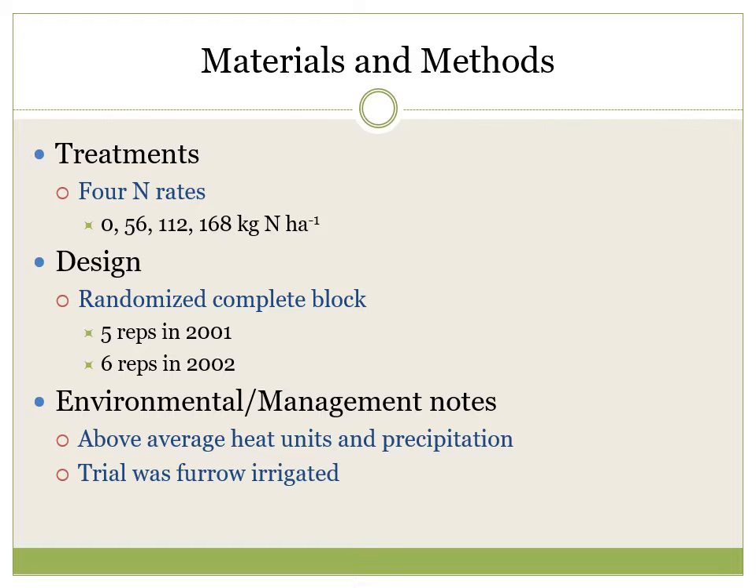The 168 kilogram treatment was split between 2 applications applied at the second true leaf stage with 56 kilograms per hectare and at the first square stage with 112 kilograms per hectare. The heat units and precipitation accumulated throughout the season were slightly above average, and the trials were furrow irrigated from June to August to avoid water becoming a limiting factor.